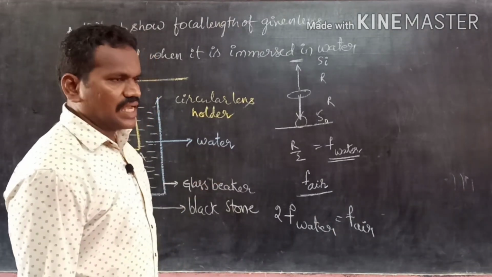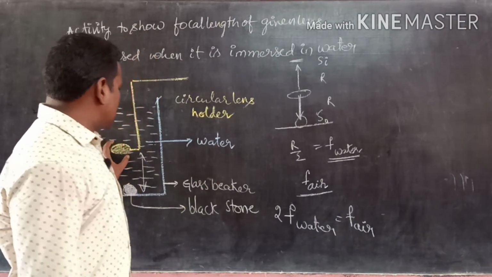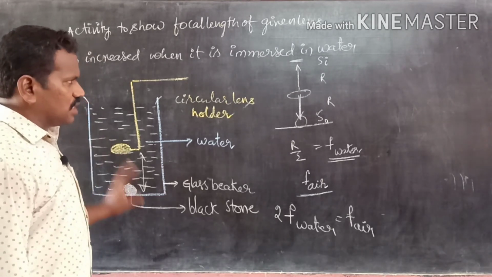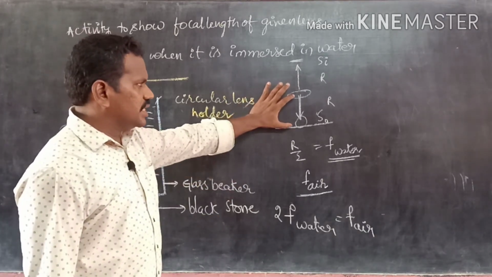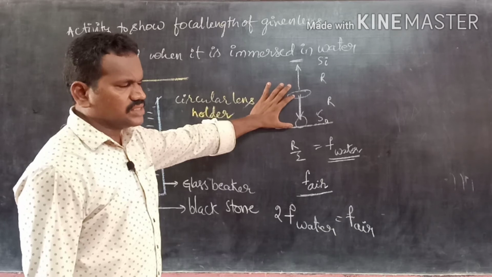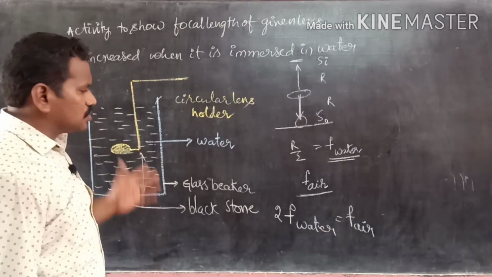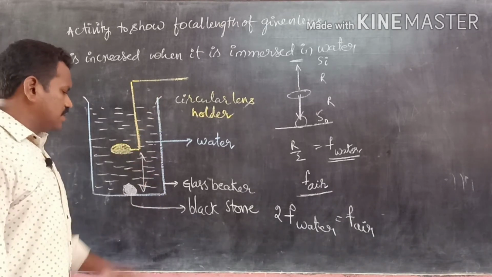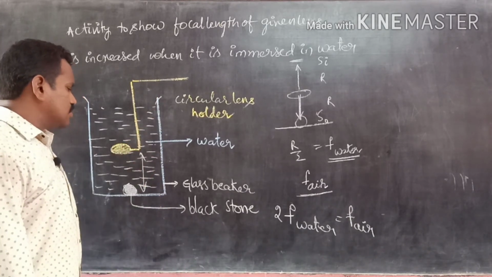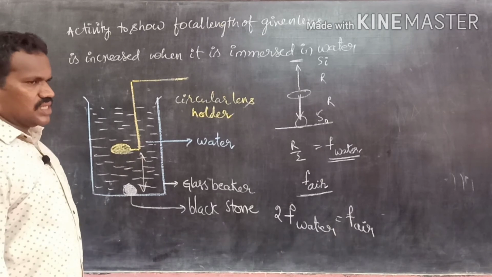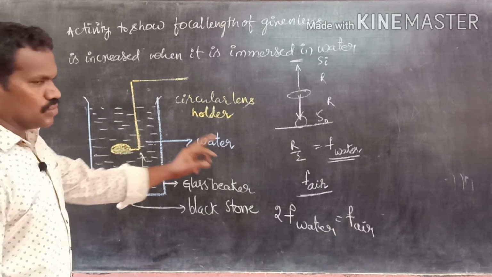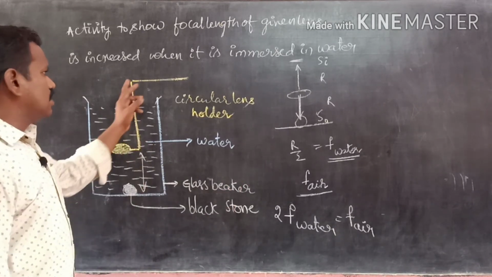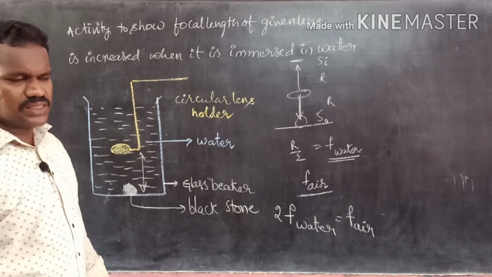What we did in this activity, roughly: we inserted the lens into the water, and we calculated the radius of curvature of the lens by using the scale. So in total, what apparatus is required? A glass beaker is required, a black stone is required, water is required, a lens with known focal length is required and a circular lens holder is required.